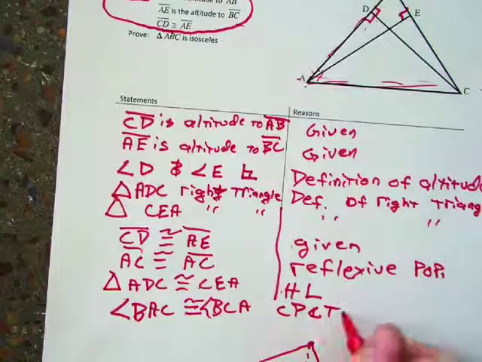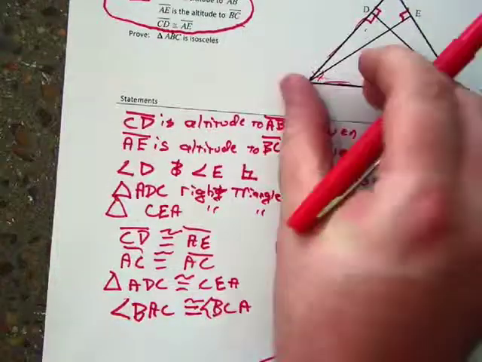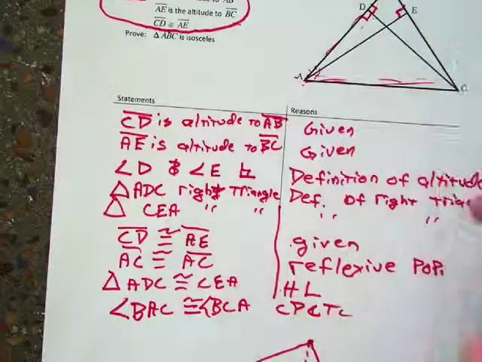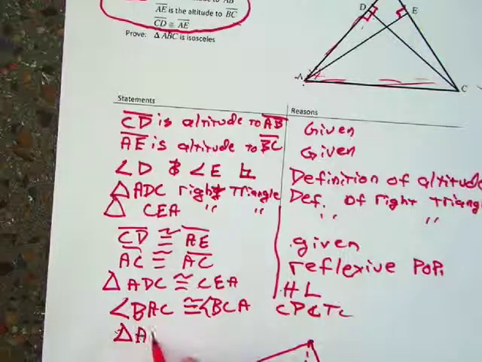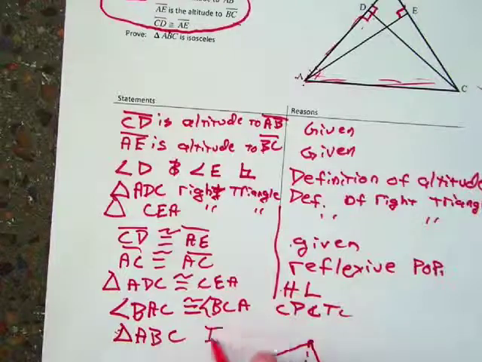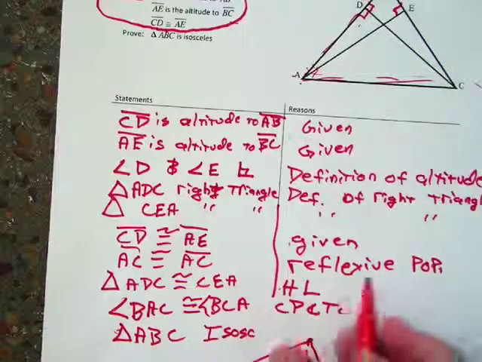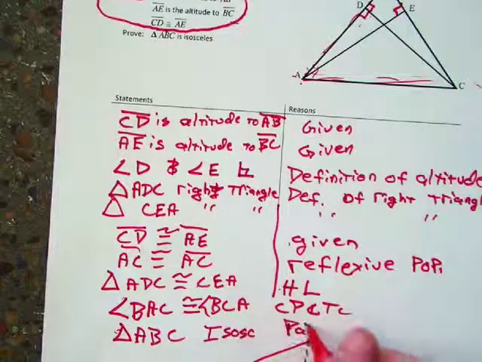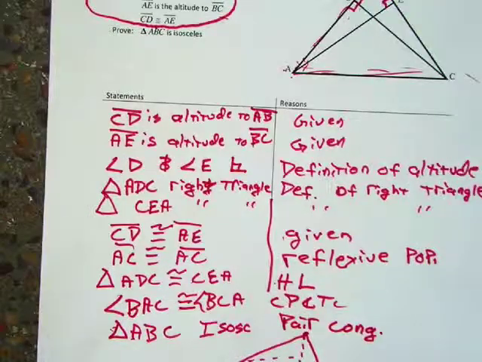Corresponding parts of congruent triangles. The angles are corresponding parts, and so they're congruent triangles, which means they have to be congruent. And I know that's hard to wrap your head around. And finally, that tells us that triangle ABC is isosceles. And we know that because isosceles triangles, by definition, have a pair of congruent sides. So with the pair of congruent sides, we see that they are indeed an isosceles triangle.